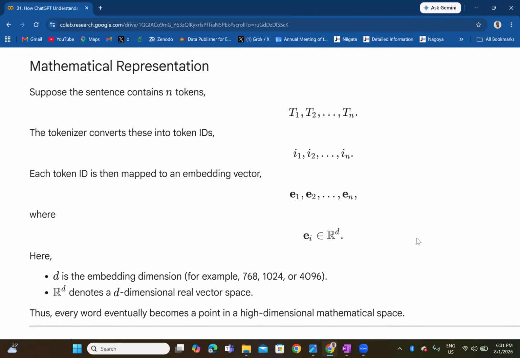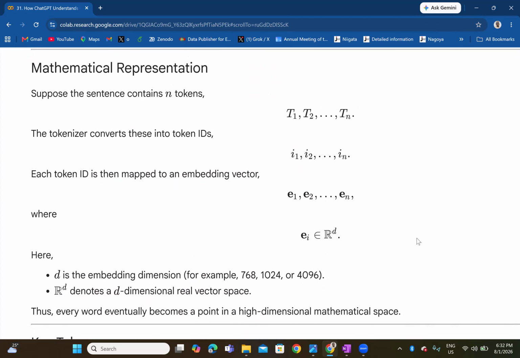Now, suppose the sentence contains n tokens, say T1, T2 up to Tn. The tokenizer converts this into token IDs I1, I2 up to In. Each token ID is then mapped to an embedding vector E1, E2 up to En. In case all this idea of embedding is confusing to you, you may want to check my playlist on abstract linear algebra and abstract algebra, so you'll understand some of these concepts from scratch.